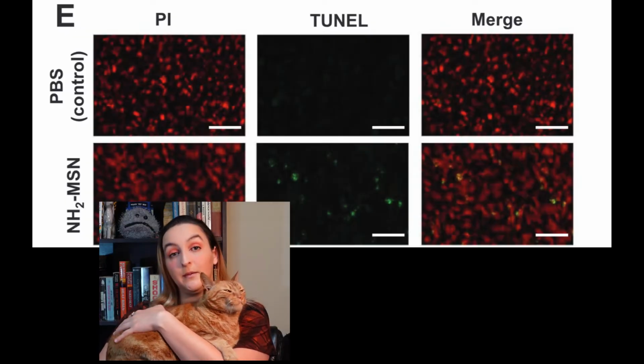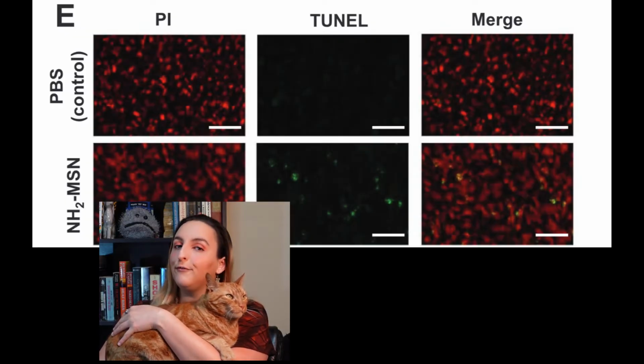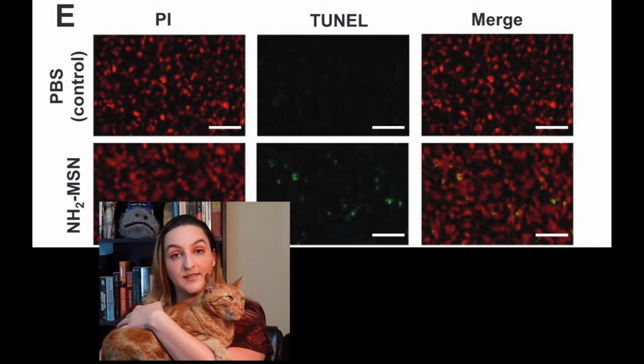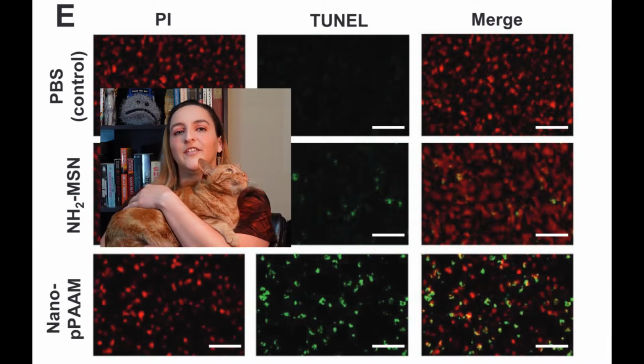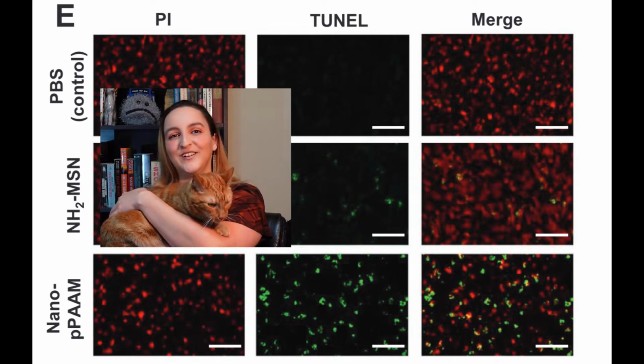Then they looked to see how much apoptosis was going on up in here. TUNEL analysis highlights apoptotic cells in green. There's very little in the PBS treated ones, a few in the naked amine ones, and bam, look at all that green in the nano-PPAM'd ones.